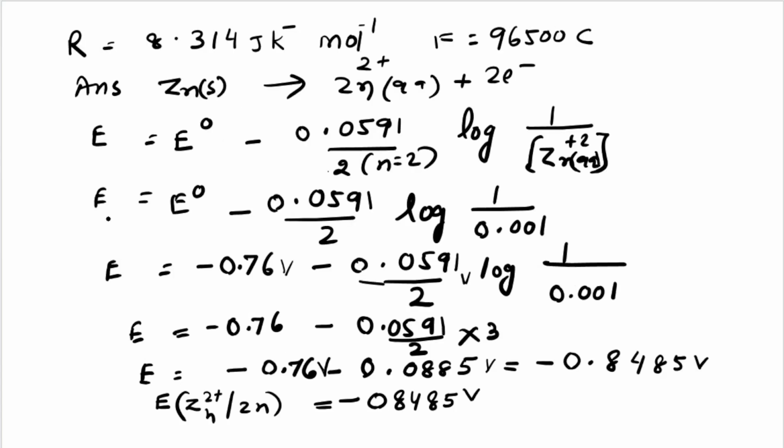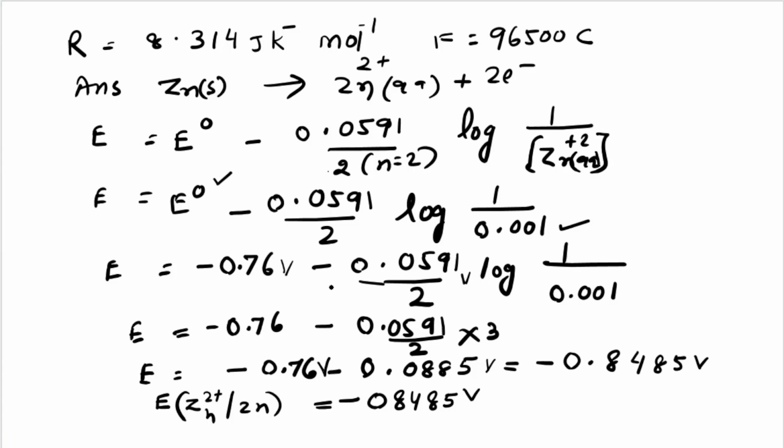So what happened here? The R value you know and the F value you know, and Zn releases, or loses, 2 electrons and changes to Zn2+ aqueous. The first equation you should put here: E equals E0 minus 0.0591 by 2, where n is the number of electrons, times log 1 by Zn2+.